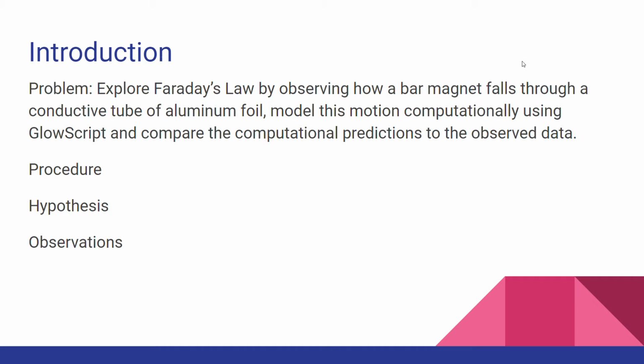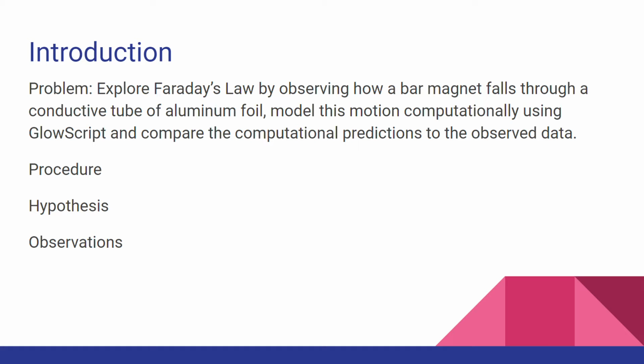The problem of Lab 5 was to explore Faraday's law by observing how a bar magnet falls through a conductive tube of aluminum foil, model this motion computationally using GlowScript, and compare the computational predictions to the observed data. Experimentally, I found that the bar magnet spent 0.79 seconds in the tube, and my computational model found a time of 0.346 seconds.